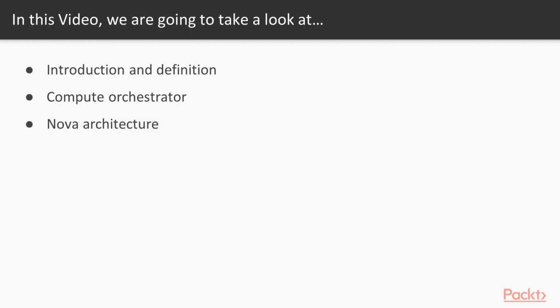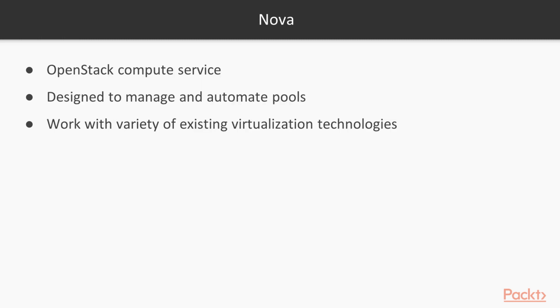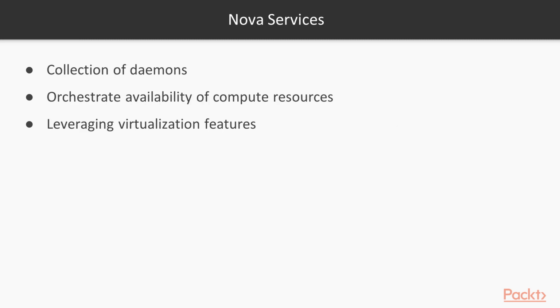In this video, we are going to explore Nova, its introduction and definition. Then we will get an overview of the compute orchestrator and Nova architecture. Nova is the OpenStack compute service. It is designed to manage and automate pools of compute resources and work with a variety of existing virtualization technologies. The Nova service is the heart of the OpenStack cloud.